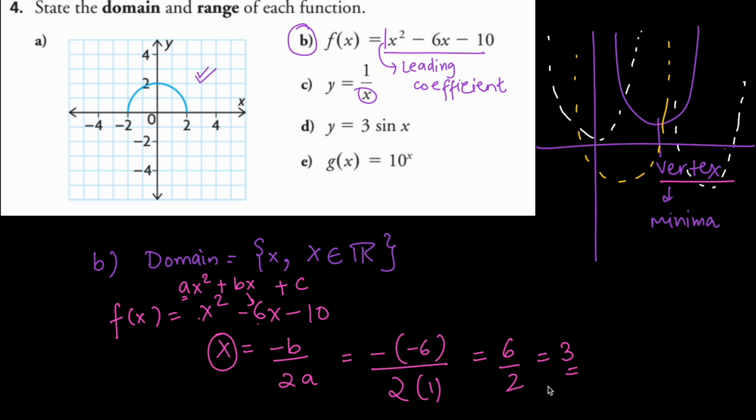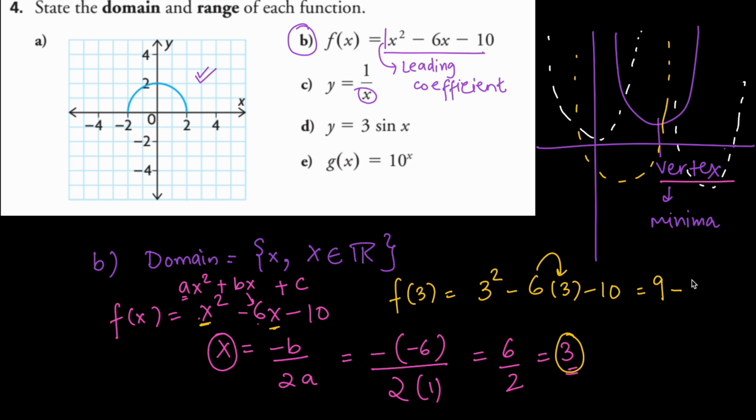What am I going to do? I'm going to take this value of x and replace x here. That means I am going to find f of 3. That will be 3 squared minus 6 times 3 minus 10. 3 squared is 9, minus 6 times 3 is 18, minus 10. Now 9, then negative 18 and negative 10 is negative 28.